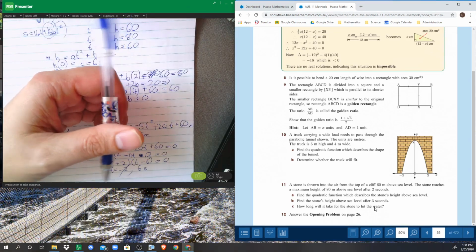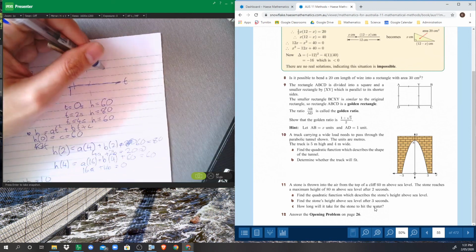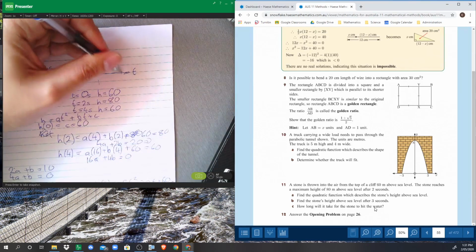How long would it take? Yeah, 6 seconds. After 6 seconds, it will fall, and there you go. That occurs at 6 seconds.